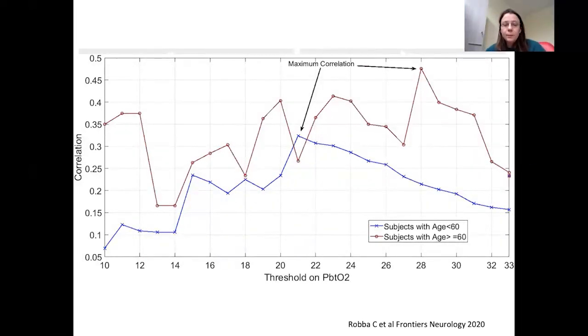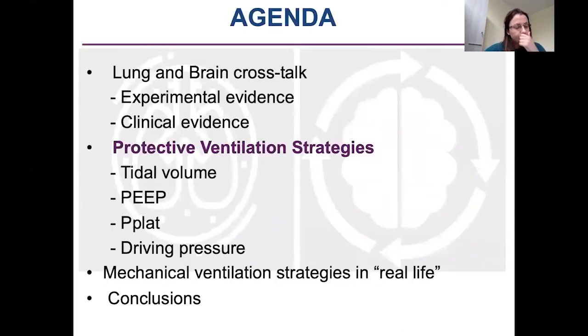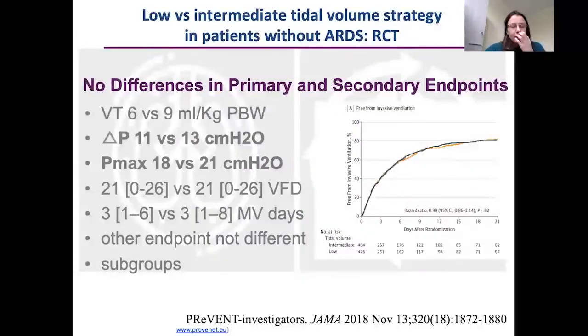And this is an important point, because this means that we need to neuromonitor the patients to individualize our treatment. What is the state of the art? The concept of protective lung ventilation has been established in ARDS patients, but what is the state of the art in non-ARDS patients, at least at the beginning, the first phase?